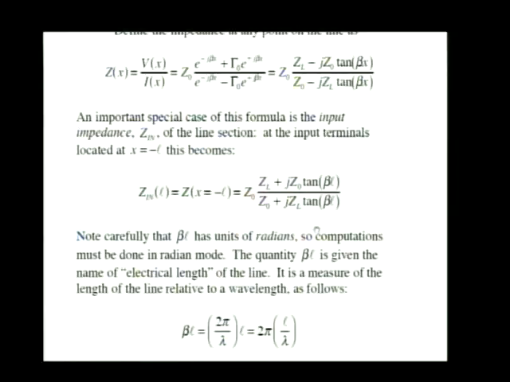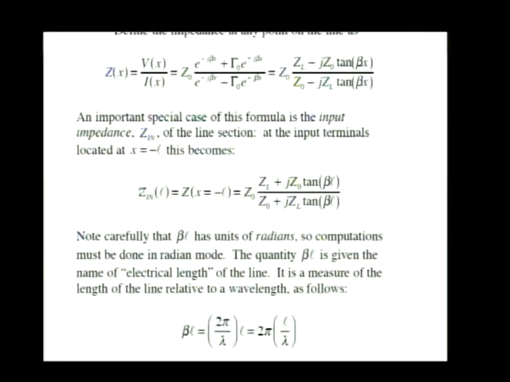You can see that in this formula by setting ZL equal to Z0. If ZL equals Z0 in the formula for input impedance, then we've got Z0 plus jZ0 tan beta L over Z0 plus jZ0 tan beta L. Numerator and denominator are equal, no matter what L is. So that term and that term cancel. Z in is just Z0 for a matched line.